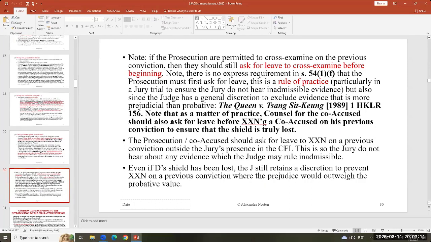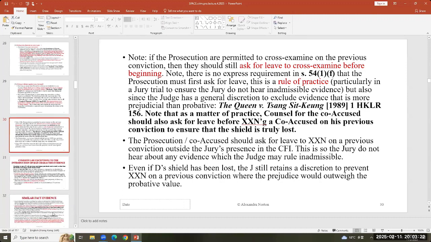Remember always, even if the shield has been lost, the judge can still prevent cross-examination on a previous conviction if the prejudicial effect would outweigh its probative value.